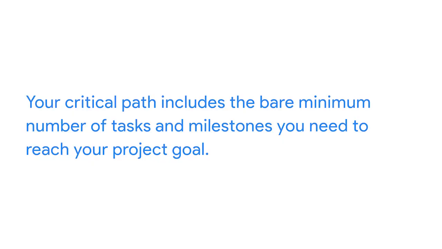To summarize, your critical path includes the bare minimum number of tasks and milestones you need to reach your project goal. If your team is unable to complete any of those tasks on time, that might result in a project delay. To determine the critical path of a project, you'd start by listing all the tasks required to complete the project and the milestones they feed into. This is a perfect time to think back to your work breakdown structure, or WBS, which is a chart that sorts all the milestones and tasks of a project into a hierarchy according to the order in which they need to be completed. This includes a detailed overview of every project task.